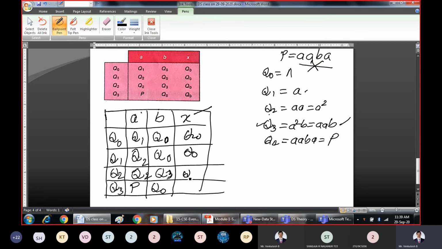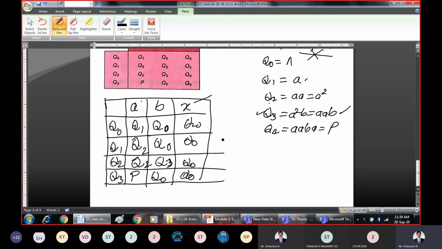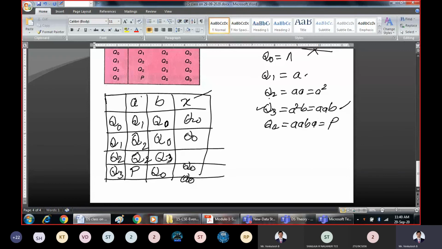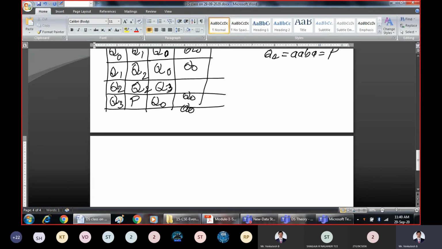So everything here is Q naught. Because other than the expectation, we are concentrating only on what we want. So if you get any other character, then we are not changing the state. We will go back and be at the same state, Q naught. That is how we constructed the table.